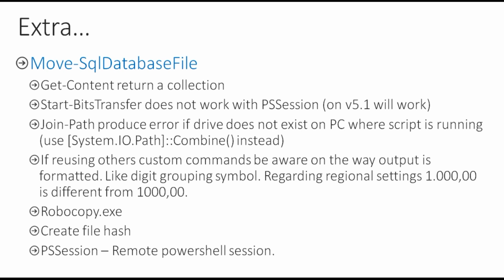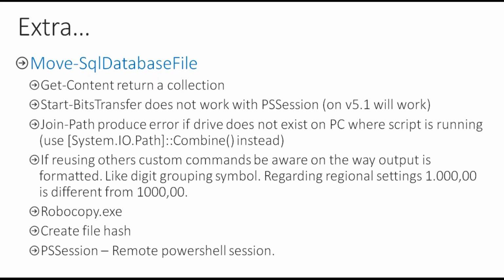Get-Content returns a collection. We usually see Get-Content used on a text file, a log file. And I said before that Get-Content will return the string, the full file, but it doesn't. It returns a collection where each item of the collection is one line of the text we are reading, okay? Another one, the Start-BitsTransfer cmdlet does not work with remote PowerShell sessions, but it will work on version 5.1. The Join-Path, as I showed before, doesn't work, and we must use the System.IO.Path and the Combine method, okay?